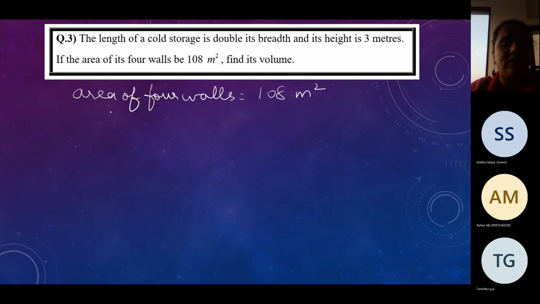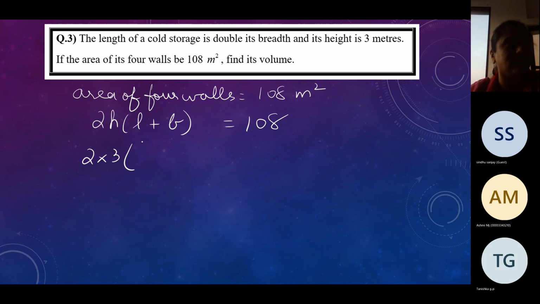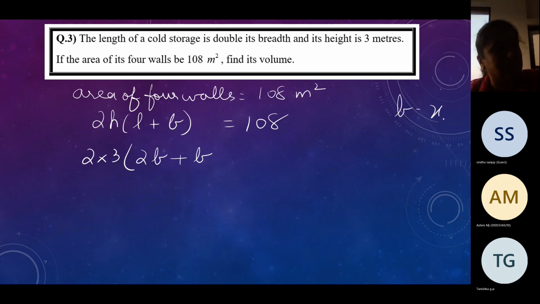So what's the formula to find the area of 4 walls? 2h into L plus B is equal to 108, correct? Now what is the height given? 3. So 2 into 3 into what is given? The length is double its breadth. That means if the breadth is B, the length is 2B. L plus B, we have to substitute, right? If B is B, then the length is double it, so 2B. Or if you say let B be X, then the length will be 2X. Whatever. So is equal to 108.